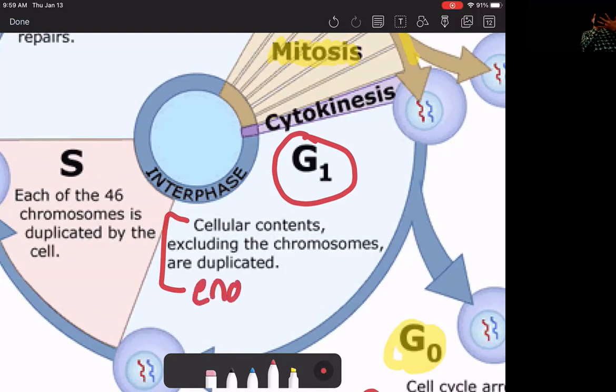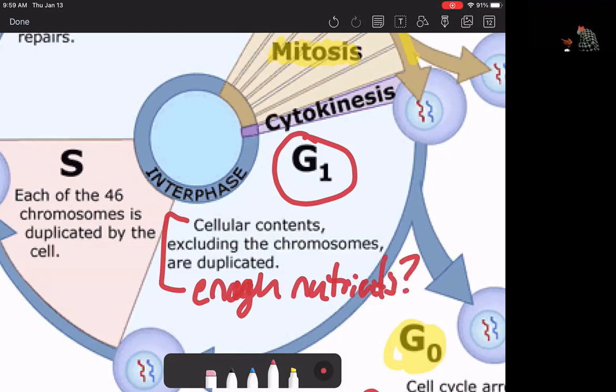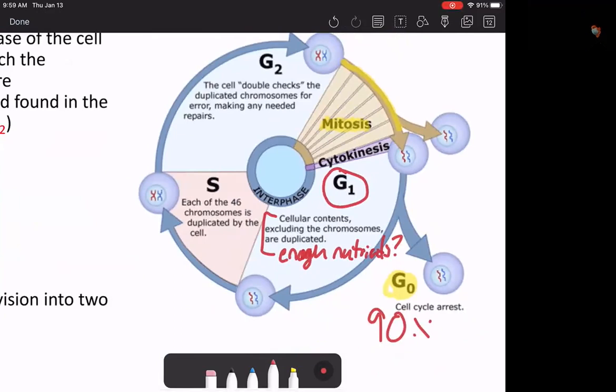So I'm going to ask, are there enough nutrients to divide? That's what G1's main role is. Do we have enough proteins, carbs, nucleic acids for DNA, and fats, phospholipids? Basically, are we healthy enough to even do this?